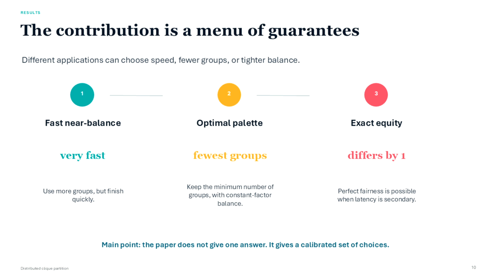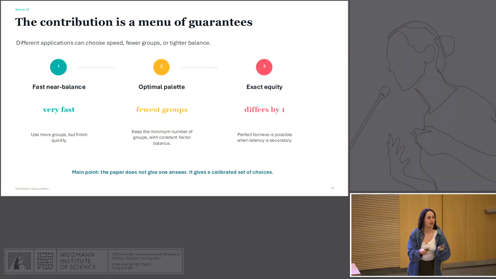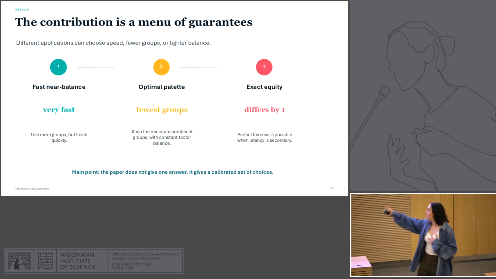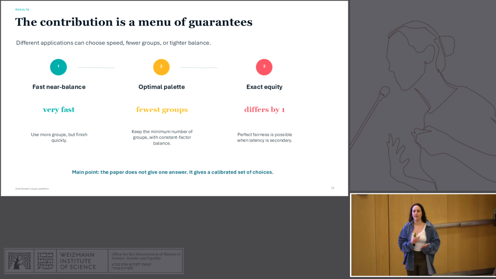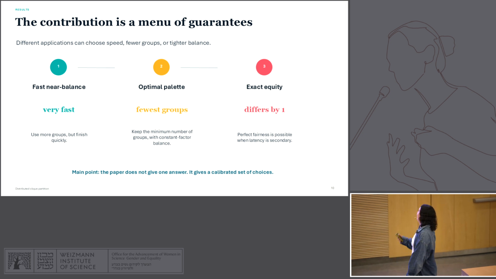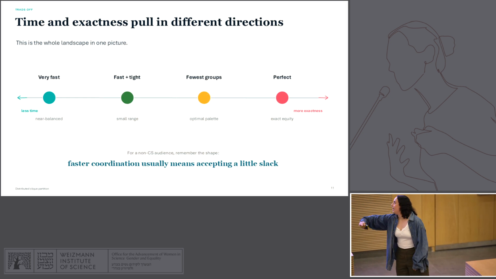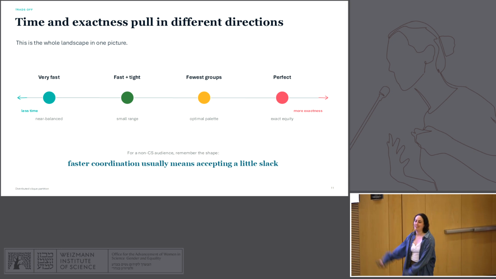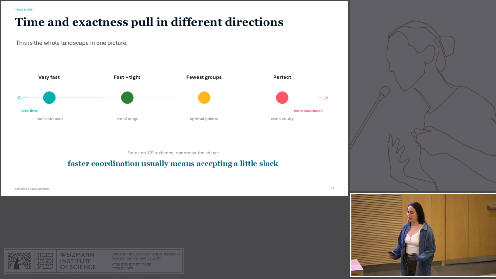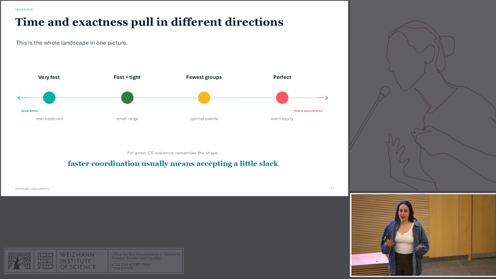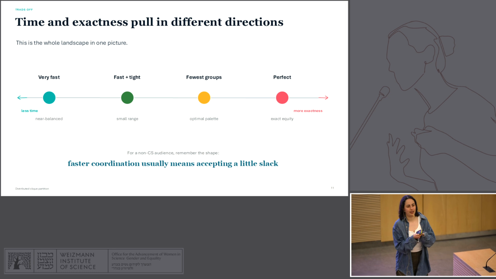Our results are a menu of options, and each of you can choose the dish you like the most. Like if you need optimal timing, you have that. If you need optimal group size, you have that, etc. So our paper does not give one definitive answer. And this is an open question. We have a landscape from very fast and nearly balanced to exactly balanced, but that takes a lot of time. Basically, the faster we need the algorithm to run, the more we can expect it to not be perfectly equitable.